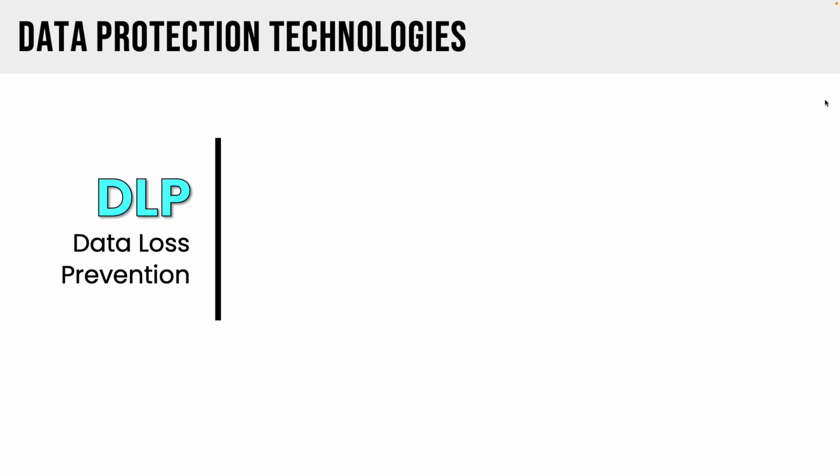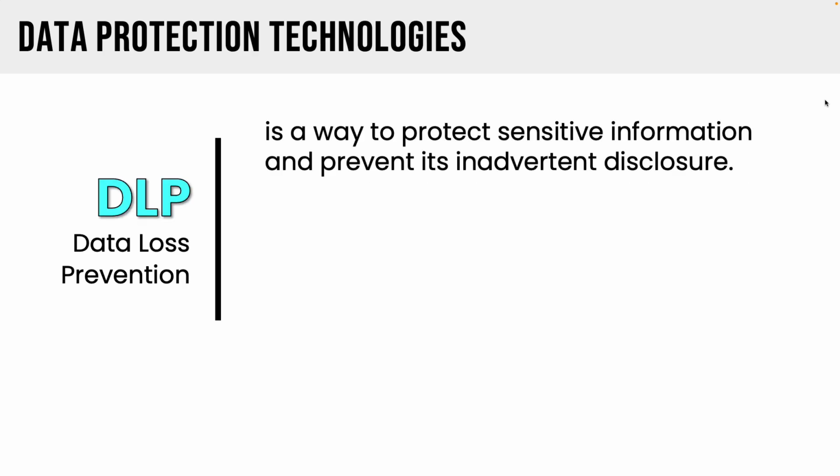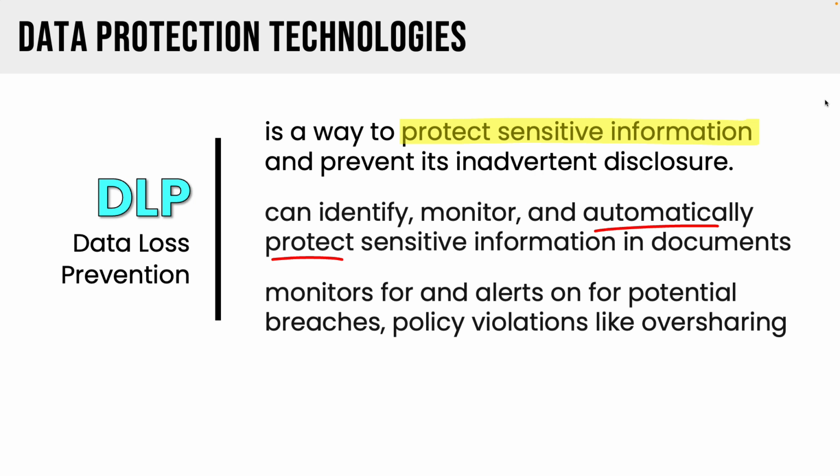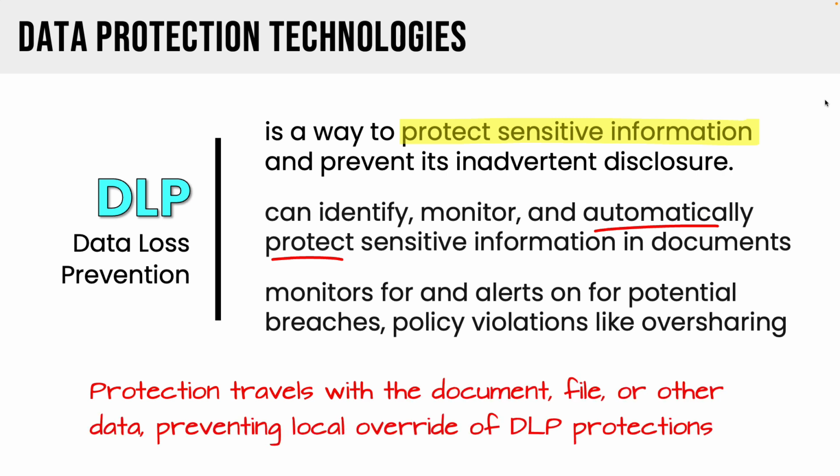Much more common is data loss prevention, which is a way to protect sensitive information and prevent its inadvertent disclosure. It can identify, monitor, and automatically protect sensitive information in documents. We can configure automatic classification and protection with many DLP solutions based on the content of the documents. And it monitors for and alerts on potential breaches, policy violations like oversharing, for example, and the protection travels with the document file or other data, preventing any local override of DLP protections.